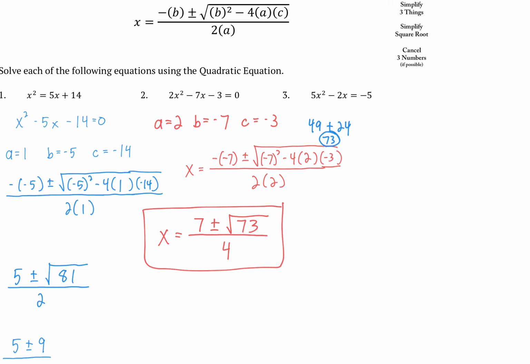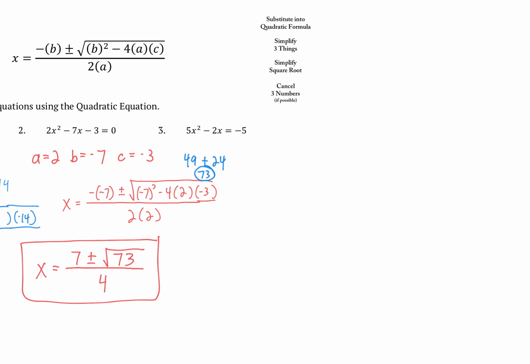Okay, so let's do this last one, kind of off to the side. This one, just like the first one, isn't equal to 0, so we'll have to add this 5. This negative 5 on the right will become a positive 5 when we move it to the left. So that'll be 5x squared minus 2x, and then plus 5. Now it's equal to 0. We can just say what a, b, and c are.